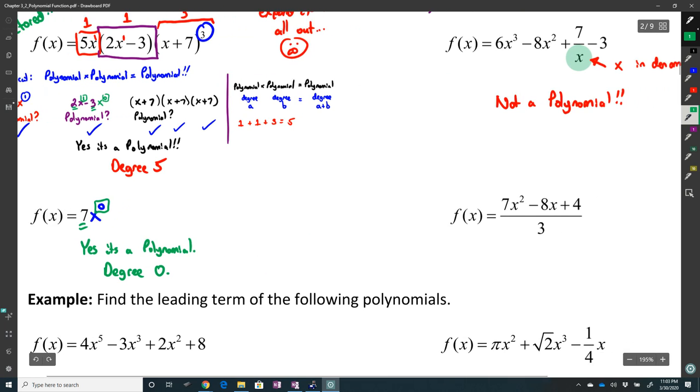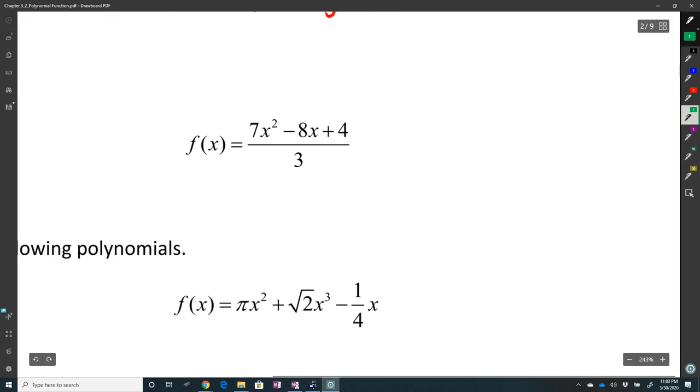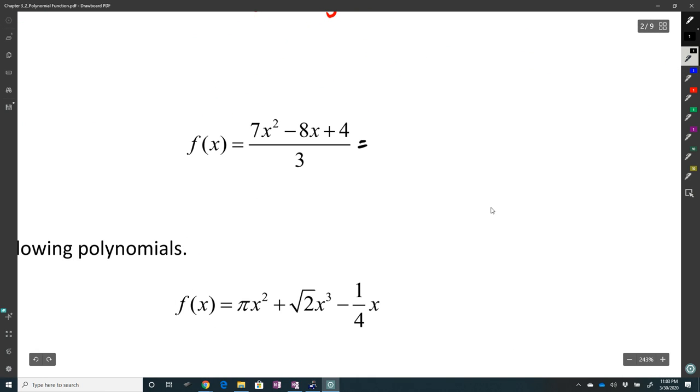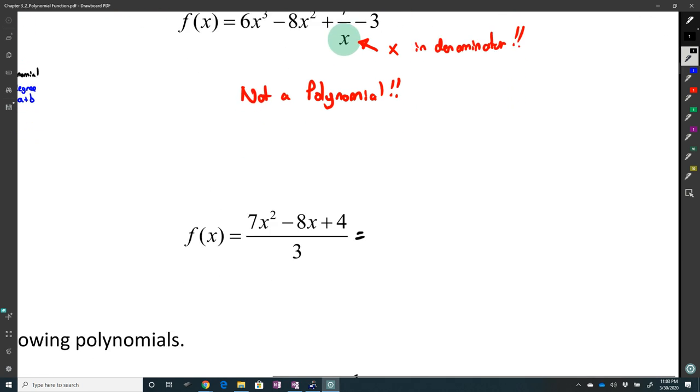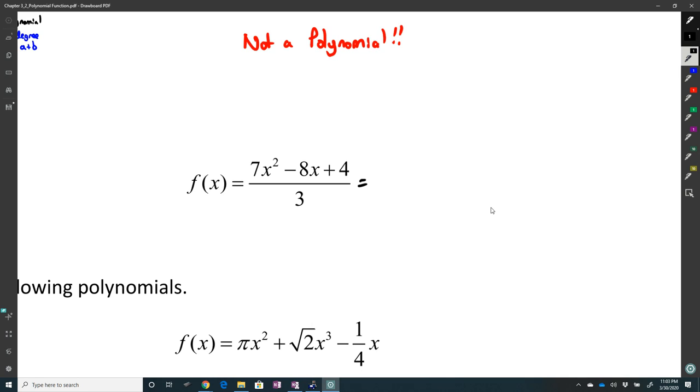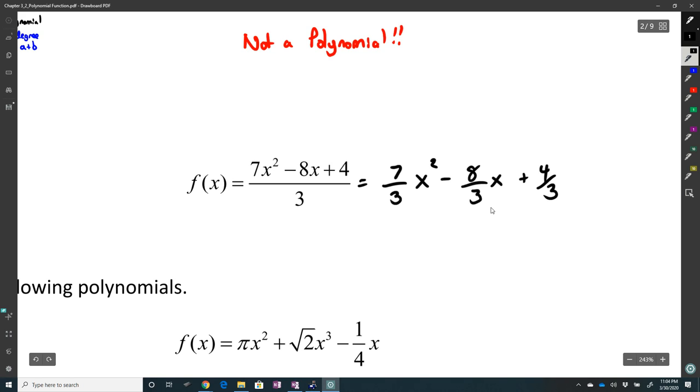Now the last one, 7x squared minus 8x plus 4 over 3. Now this one, I put the number in the denominator, but just because there's a denominator doesn't mean it's not. It has to be an x in the denominator for it not to work. Because really I can just divide everything by 3. This is 7/3 x squared minus 8/3 x plus 4/3.